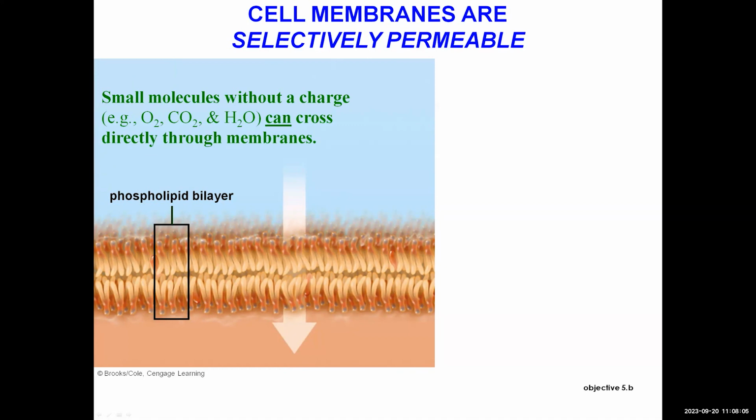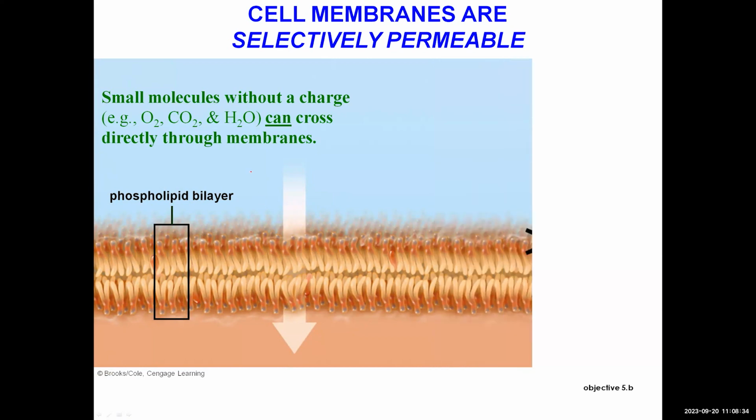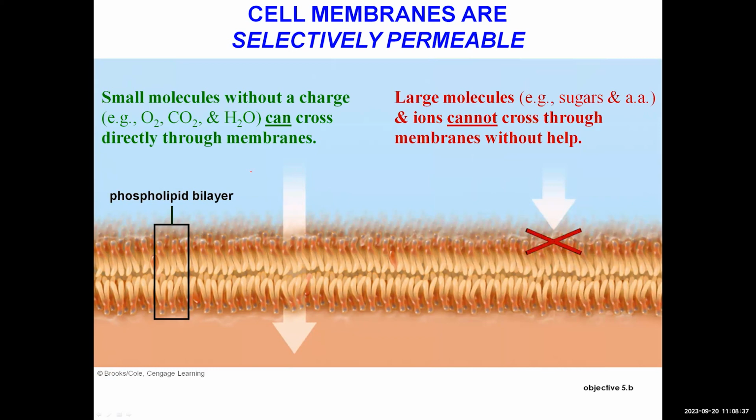For example, small molecules that are not charged are able to move directly through the membrane. This is because the center of the membrane where the tails are located is nonpolar. So it's easy for them to interact with that. So really small things like oxygen, carbon dioxide, and water can cross the membrane directly. However, larger molecules and molecules that have a charge cannot. In order for large molecules like sugars and amino acids, or ions, atoms with charges, to cross the membrane, a different type of transport is necessary.